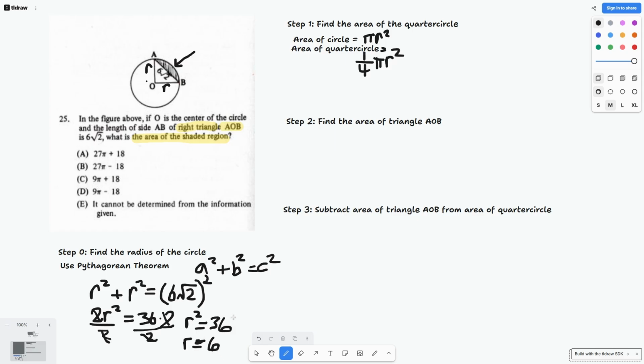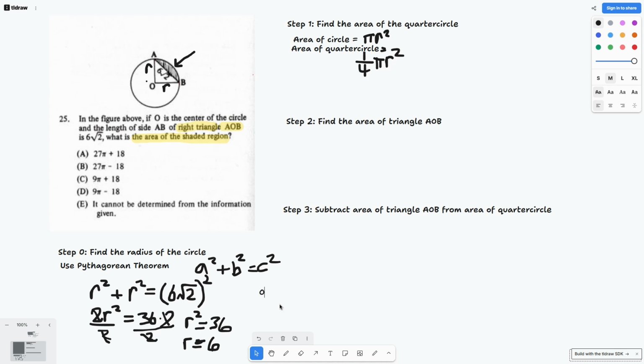Now, technically, this equation right here does have two solutions. R is equal to 6 and R is equal to negative 6. But in the context of our problem, R is equal to negative 6 doesn't make any sense. You can't have a negative radius. So only the positive solution is valid here. Yes, you could use the Pythagorean theorem to find this radius. But you could also recognize that we have a special right triangle in this case.